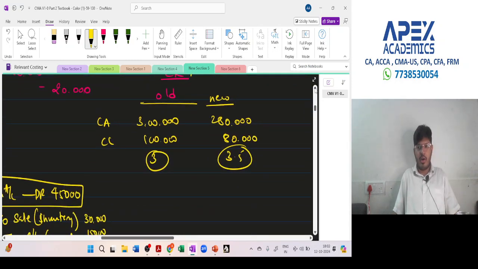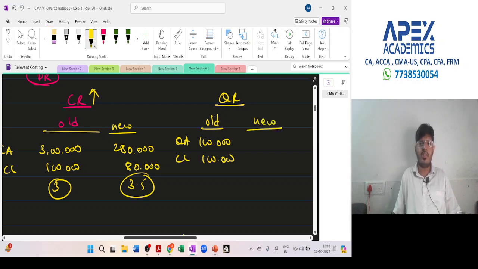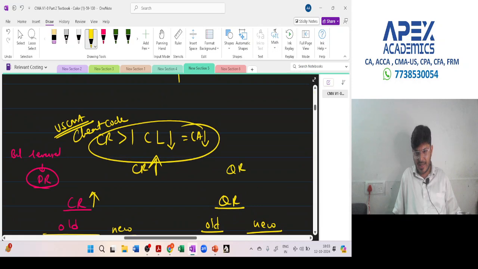Now let us look at our quick ratio. In the quick ratio, my old quick assets were 1 lakh and my current liabilities were also 1 lakh. Now I look at the new ones. You paid 15,000, so this will become 85,000, and this will also become 85,000. Unchanged. Therefore, please understand, when the quick ratio is equal to 1 and current liability fall is equal to quick asset fall, the ratio is unchanged because it is 1.